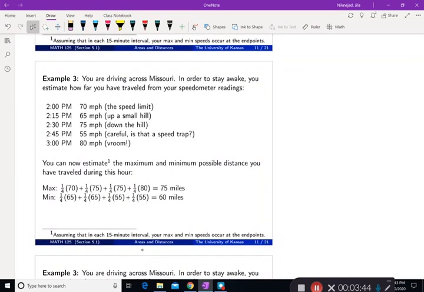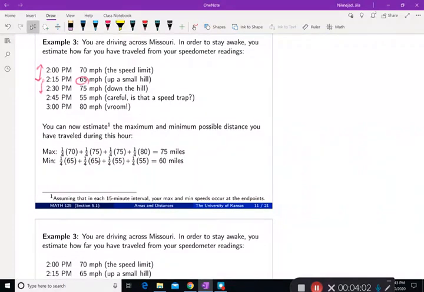And if I want to find the minimum, again the time interval is 15 minutes, and the lowest speed is 65, so I multiply 65. Then the second time interval between 65 and 75, again 65, and so on and so forth. And then you end up with 60 miles. So you're somewhere between 60 miles and 75 miles, if your speed between each time interval is between the speeds that you get.